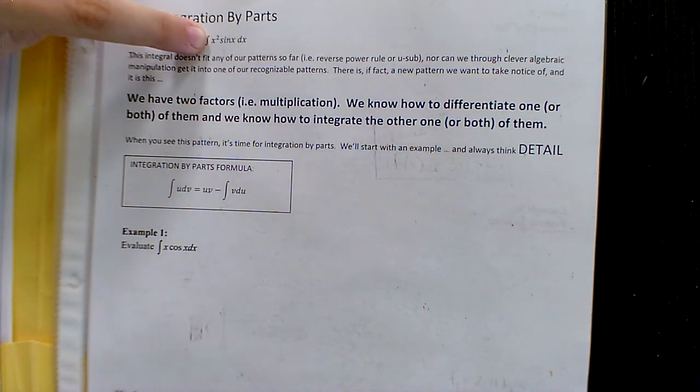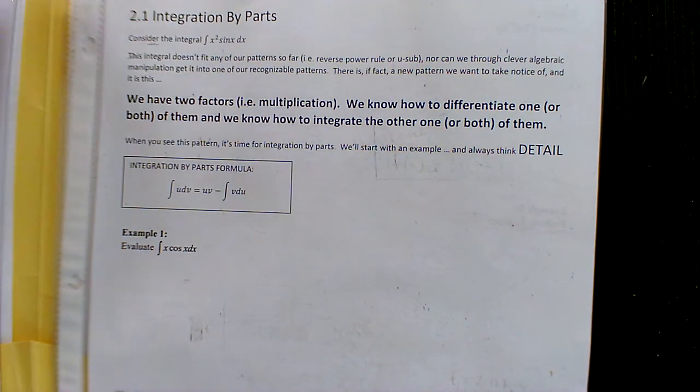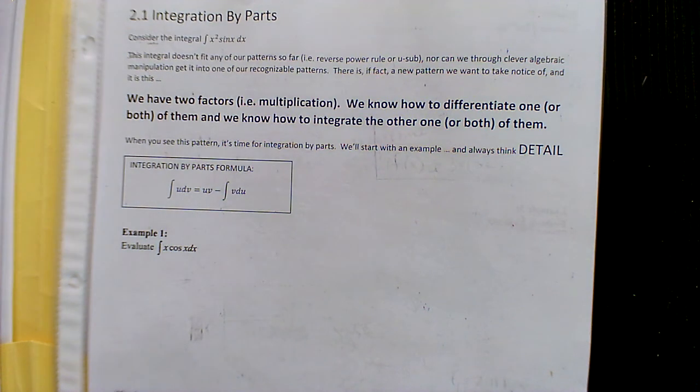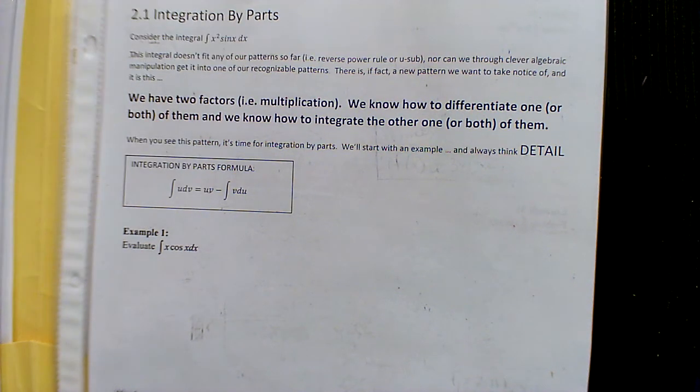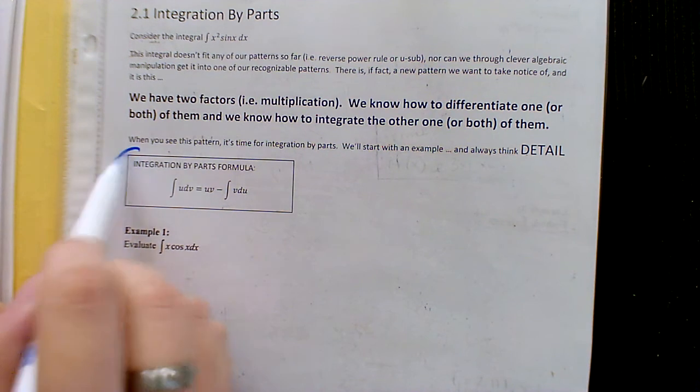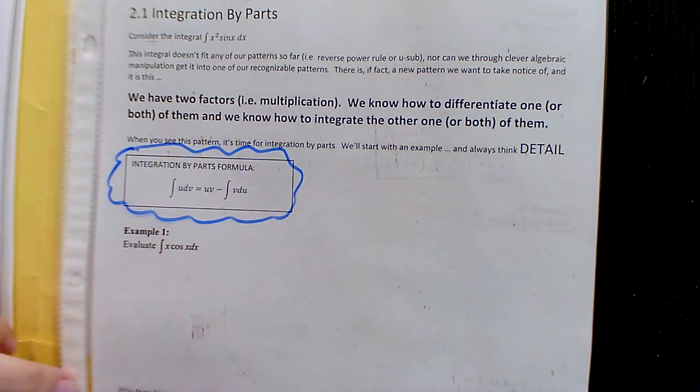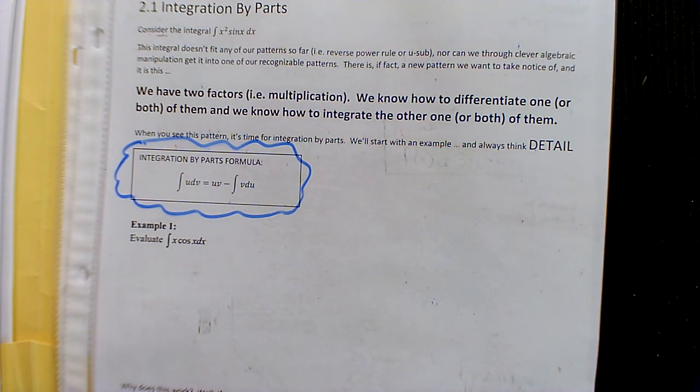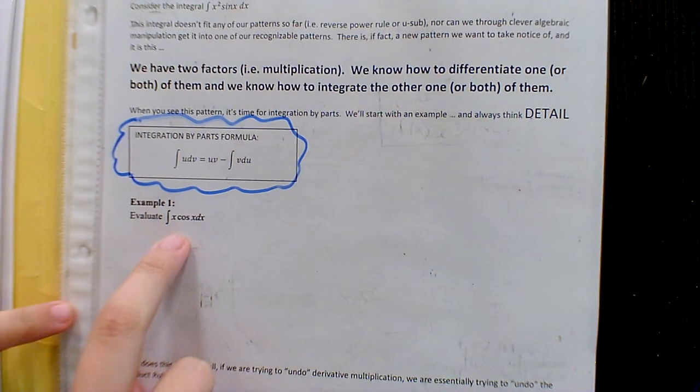Could you work backwards from x squared? I think so. Could you work backwards from sine of x? So notice how you have that mixture. You can find the derivative of at least one, but you can also integrate at least one. If it fits that pattern and we're multiplying them together, we're going to try to use integration by parts. And the little formula that we're going to use for that is in this box. I'm going to eventually show you where that comes from, why it undoes multiplication or that product rule. But first, let's check out this example.